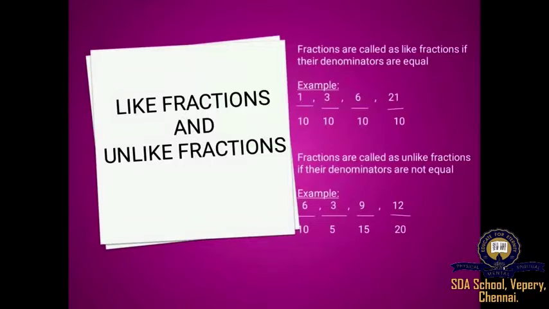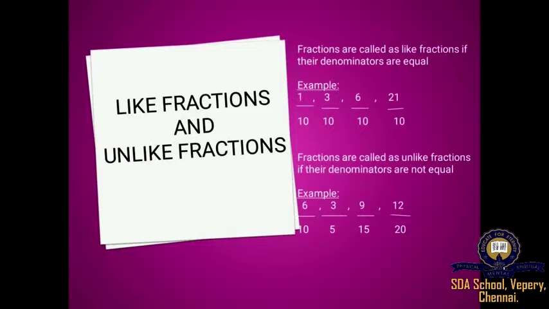Like fractions and unlike fractions. Fractions are called like fractions if their denominators are equal. So here is an example. When you see here, look at the denominators. All the fractions have the denominator 10. So it is a like fraction. So 1 by 10, 3 by 10, 6 by 10, 21 by 10 are like fractions.